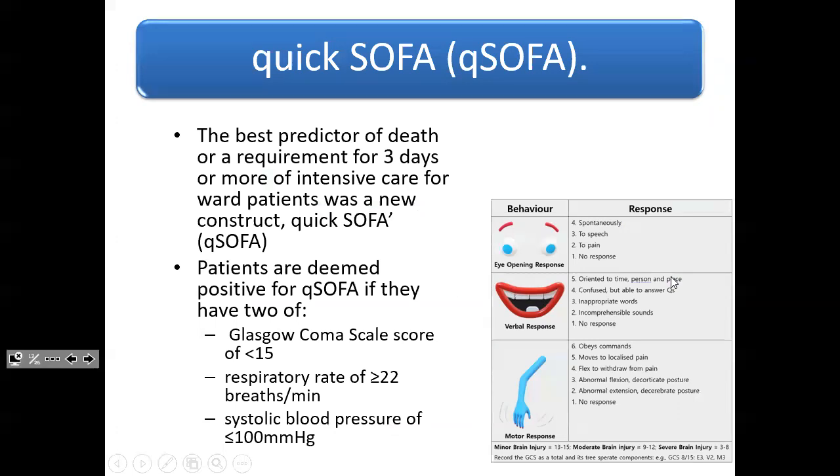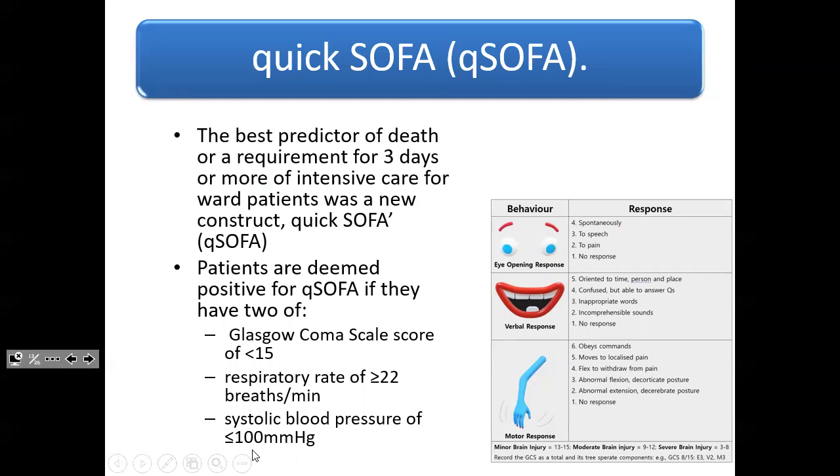But quick SOFA is much easier. Patients are deemed positive for quick SOFA if they have 2 of these 3: a Glasgow Coma Scale less than 15, a respiratory rate more than 22, or a systolic blood pressure less than 100. Any 2 of these 3 would indicate that the patient needs urgent ICU admission and care. High respiratory rate, low Glasgow Coma Scale, and low blood pressure. This is easy, and you should know it. You can remember quick SOFA quickly. Please do remember.